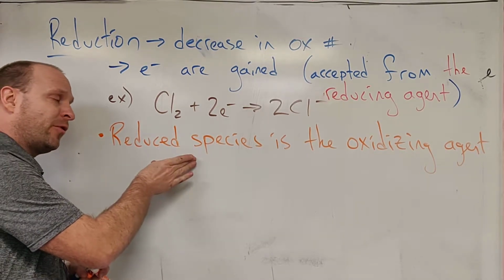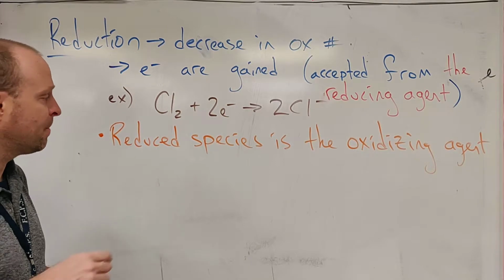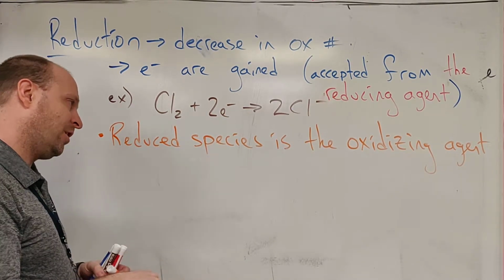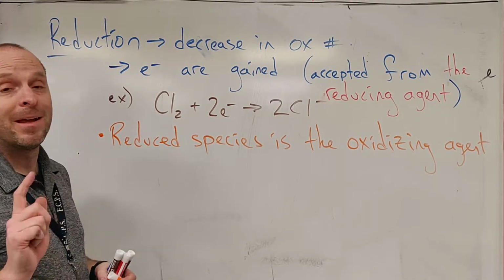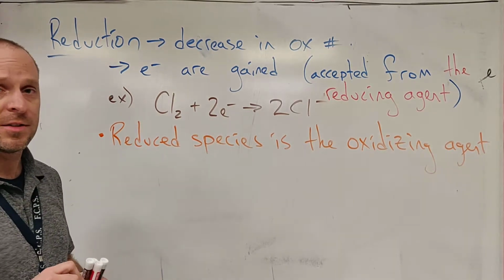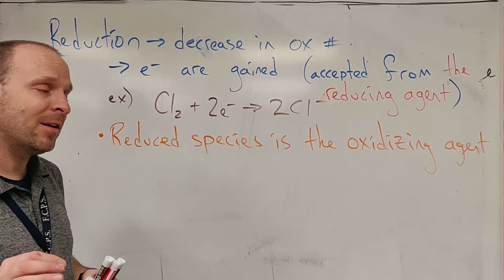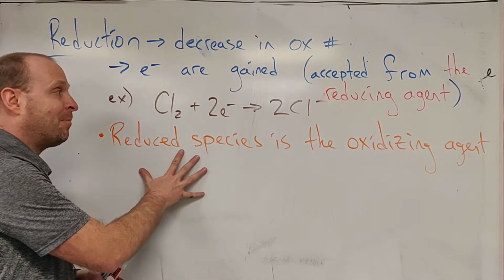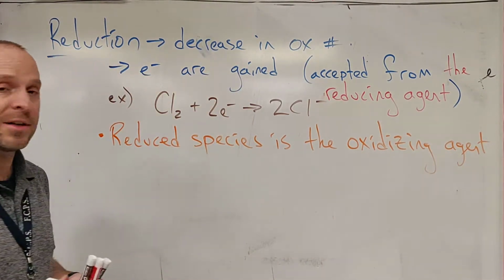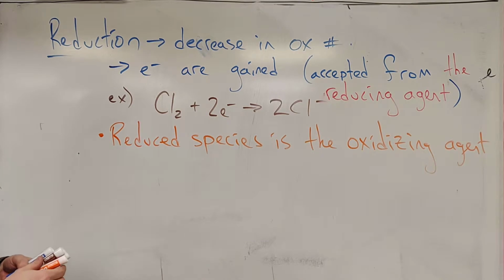The thing that gets reduced oxidizes something else. It causes something else to be oxidized. Well, what does reduction mean? It means its oxidation state goes down. How does the oxidation state go down? It gains electrons. The thing that is oxidized has an increase in oxidation state. How does it get an increase in oxidation state? It gives away electrons, right? So by accepting electrons, the reducing agent causes something else to oxidize, right? And so that's that relationship and that naming scheme for how that works.